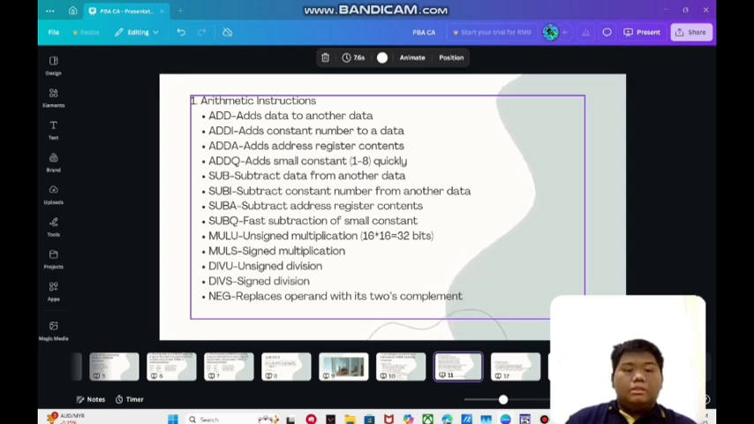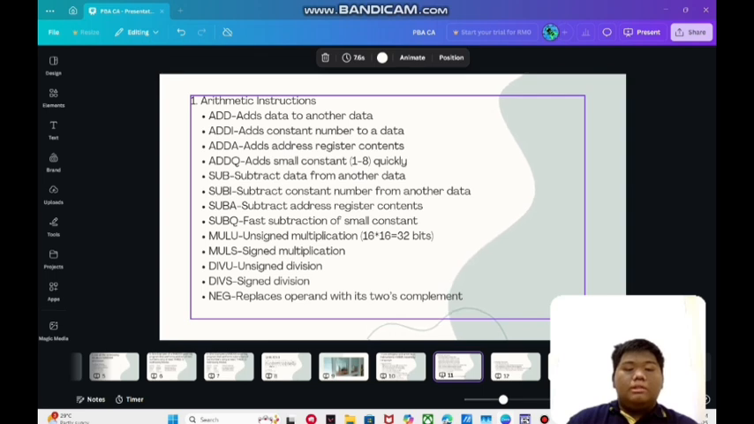SUB is subtract data from another data. SUBI is subtract immediately, which subtracts a constant number from another data. SUBA is subtract address register content. SUBQ is fast subtraction of small constants. MULU is unsigned multiplication, which is 16 times 16 is 32 bit.